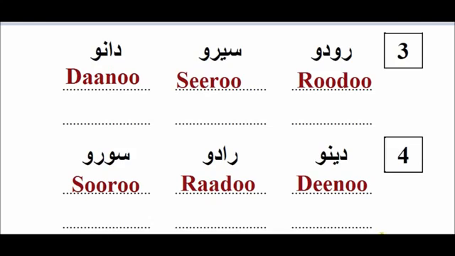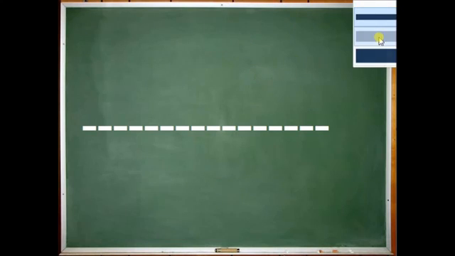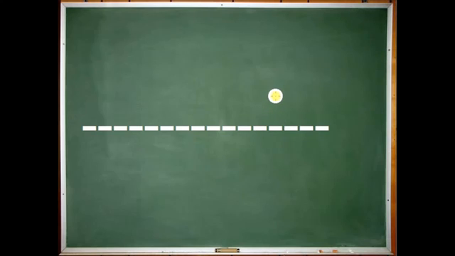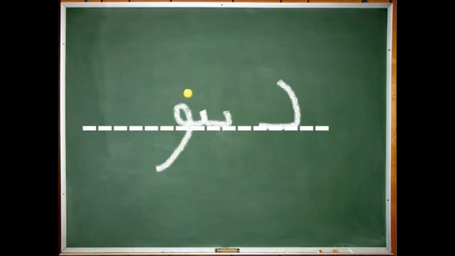Going on to row 4. The word is Dinu. Dinu. Written. The daal, not connecting to the ya. The ya connecting to the noon. Then the wow at the end. And we put our dots under the ya, go back and put them, then the dot on the noon. Dinu.